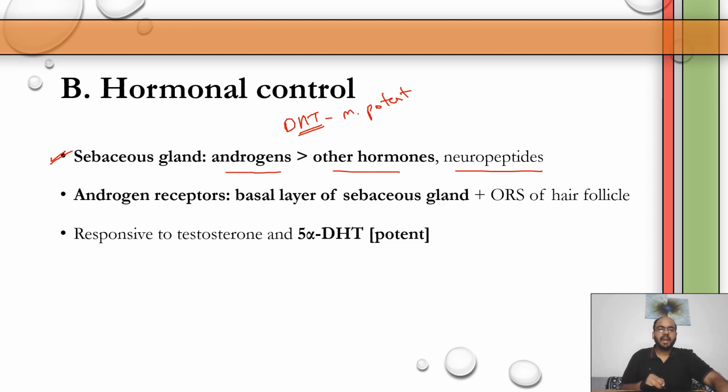Androgen receptors are present at the basal layer of the sebaceous gland and the outer root sheath of the hair follicle. So these are the areas where androgen receptors are present. They get activated by androgens, leading to more sebum production, more sebocyte activation, and that is why you have increased oiliness, increased inflammation in hormonal acne. You will see more of an inflammation in hormonal acne as compared to more of comedones. Mostly it is the inflammation and the sebum production which is increased in hormonal acne.